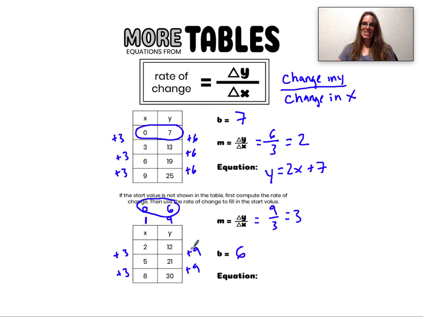Okay, I found my rate of change, delta y over delta x. I used my rate of change 3 to work backwards to find the start value, and now I can write my equation. My equation is just y equals mx plus b, y equals 3 times x plus 6, which I could also write as y equals 6 plus 3x.